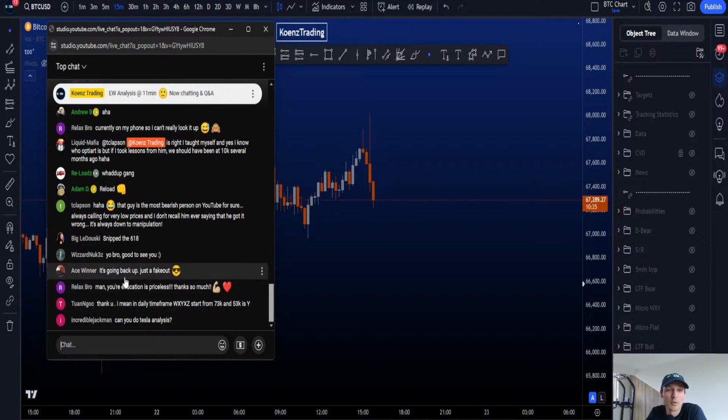Tuangok, probabilities are higher on the 4 hours still to see upside, but locally this low here from an Elliott wave point of view would make more sense. I mean, in the daily time frame. Okay. From 73 and 53K is Y.